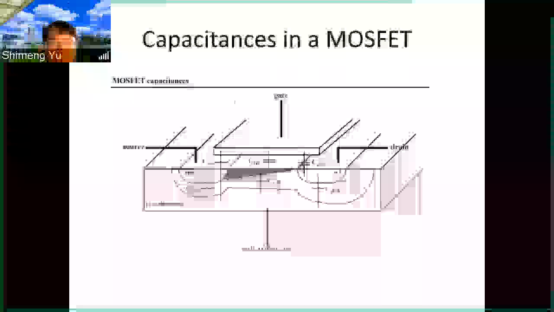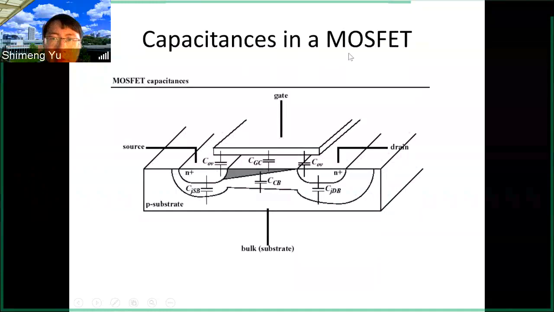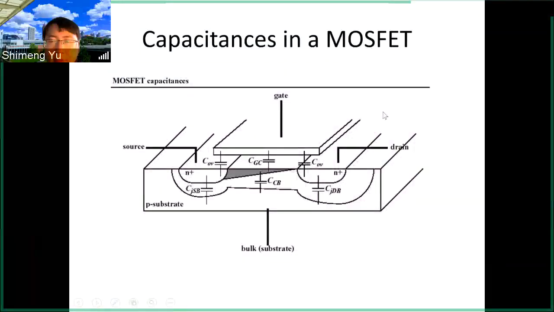We need to take a close look at the MOSFET structure to figure out the C, because previously the C is a lumped capacitance. Now we have to break up this lumped capacitance into the individual capacitors. In the MOSFET structure, there are many capacitances. The first one, the primary capacitance, is CGC. That is the gate to the channel.